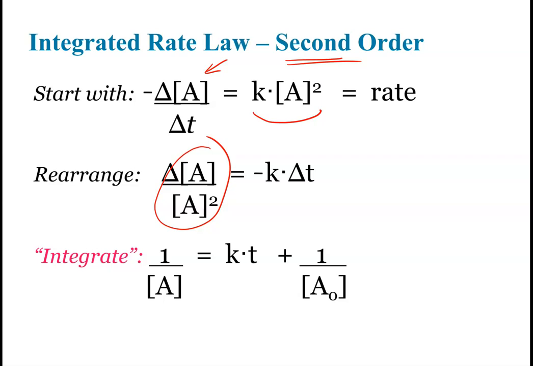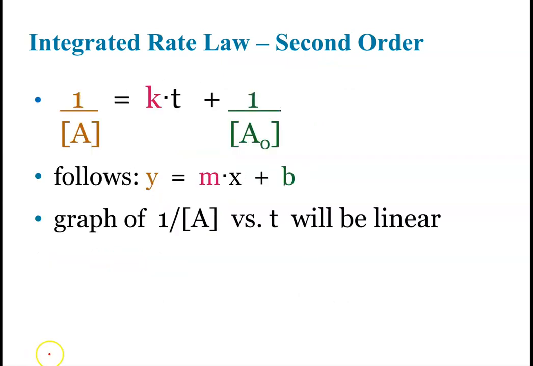Again, once we do this transformation, we notice that this equation, once again, follows a straight line format. This would be your y, 1 over the concentration of A. M, the slope of this linear curve, is going to be the rate law constant. The x value is going to be time, and the y-intercept will be 1 over the initial concentration.